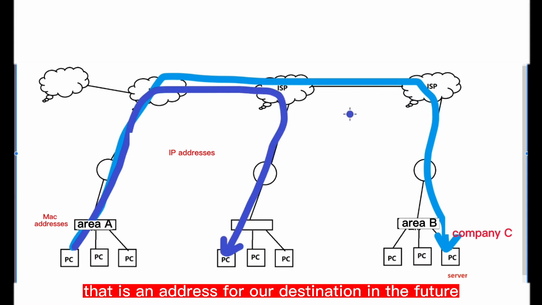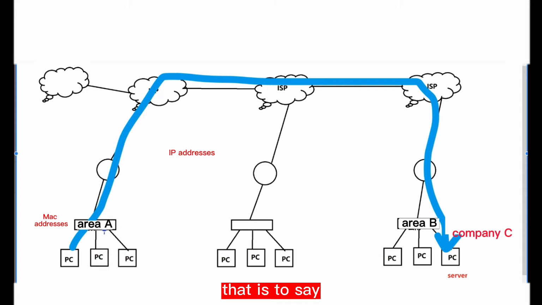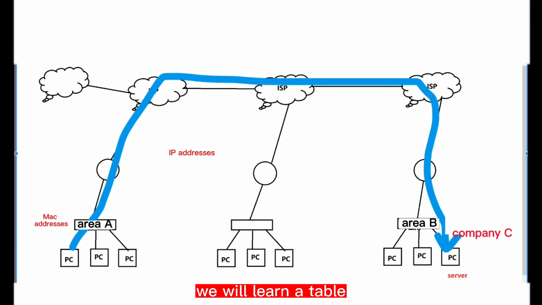That is an address for our destination in the future. I was able to query this data. We have a concept called routing table. Querying the routing table for data forwarding can ensure that the final data reaches its original destination. If there is no concept of routing, I actually don't know how to go this route. We will learn a table. Routing table. We query according to the routing table. And forwarded. We can do it.